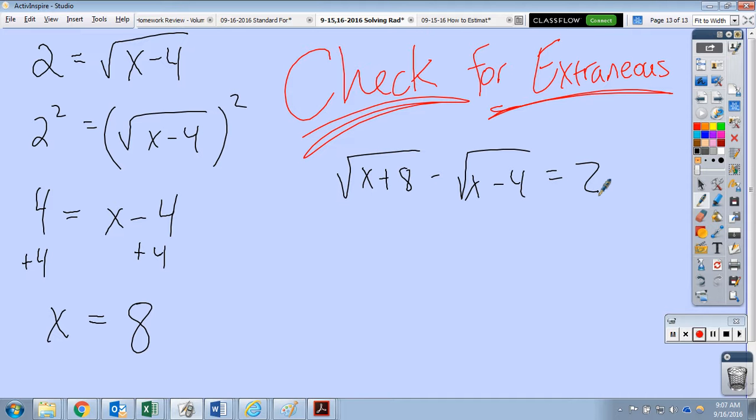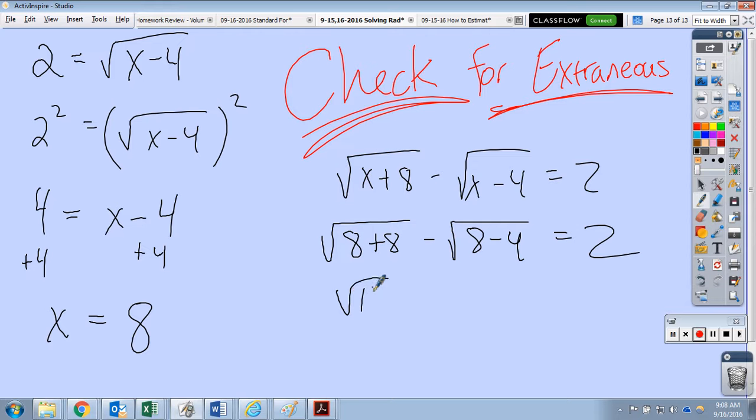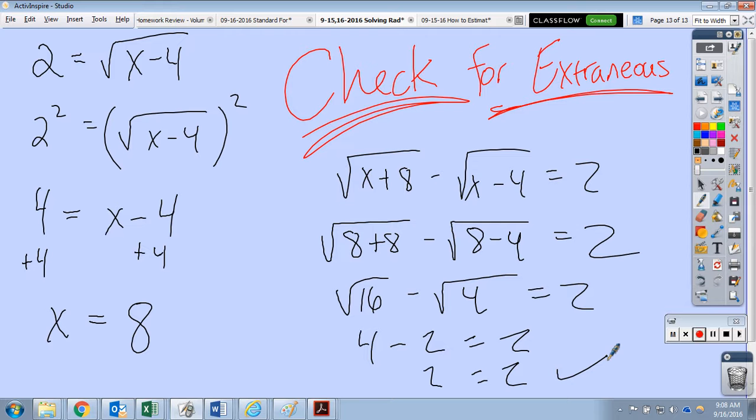So then I plug in 8 for x. Square root of 8 plus 8 minus the square root of 8 minus 4. Does this equal 2? Root 16 minus root 4. Does that equal 2? 4 minus 2. Does that equal 2? 2 equals 2. Makes a true statement. So this is an actual solution. It checks out.